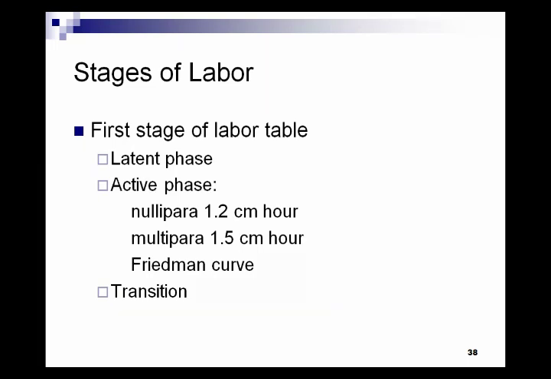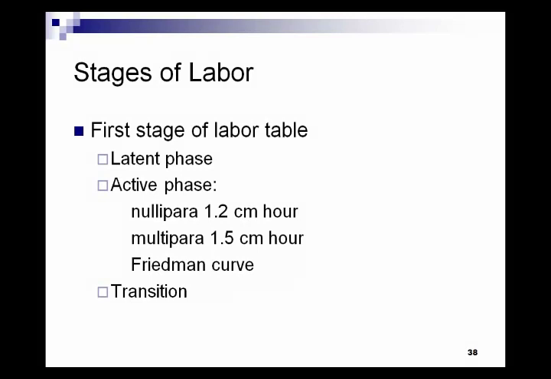Now, the purpose of latent phase mostly is to dilate or actually efface out the cervix. The active phase focuses more on dilation. So in the active phase, we expect that the first time pregnancy will dilate approximately 1.2 centimeters an hour, where the multipara we expect a rate hopefully of 1.5 centimeters an hour.